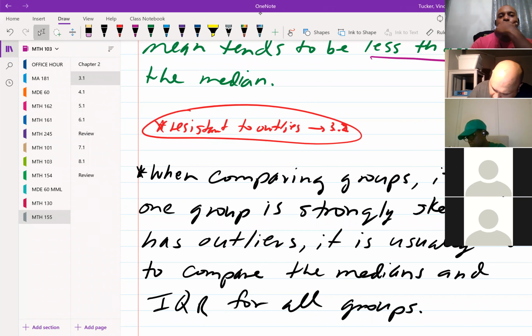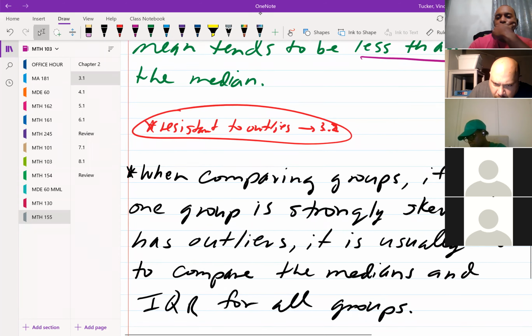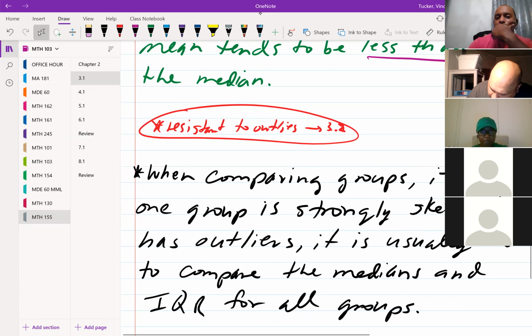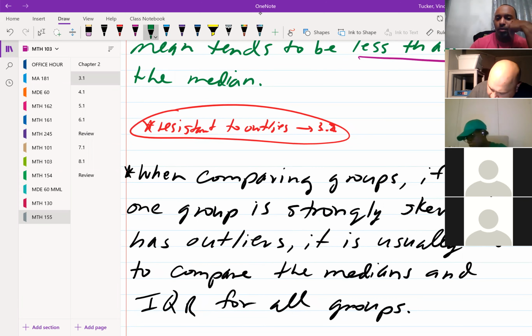Hey, Professor, is there a word after skewed in the one about comparing groups? No, it says skewed. You talking right here? Yeah. It says when comparing groups, if any one group is strongly skewed or has outliers, it is usually best to compare the medians.